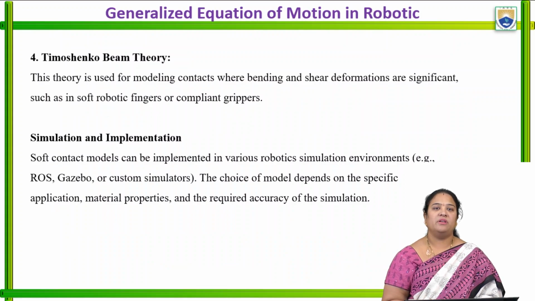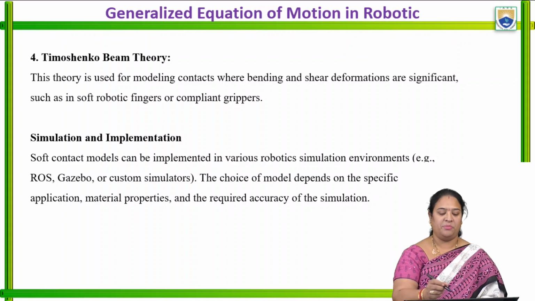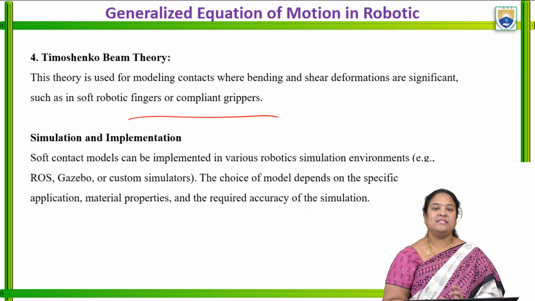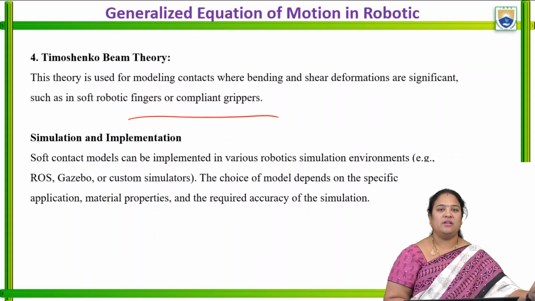Next is the beam theory. Beam theory is used for modeling contact where bending and shear deformation are significant. This generally occurs near the robot's finger, that is near the end effectors or the gripper. This type of beam theory should be used where we come across bending and shear deformation.